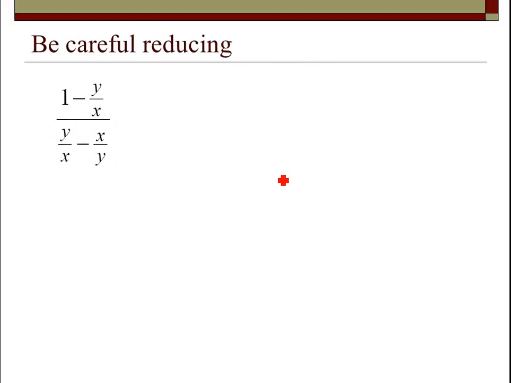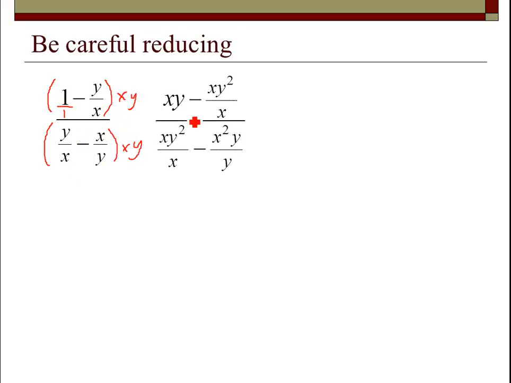Okay, but we've got to be careful in certain cases, and that's what I want to look at here. So again, we're going to look at our common denominator, and if you have a whole number, it's just like having it over 1. I'm going to multiply top and bottom by xy, because I need an x here and I have xy here. So distributing in, I get xy minus xy squared over x, xy squared over x minus x squared y over y. When we reduce it, I'm just going to get xy minus y squared, and over here, I'll get y squared minus x squared.